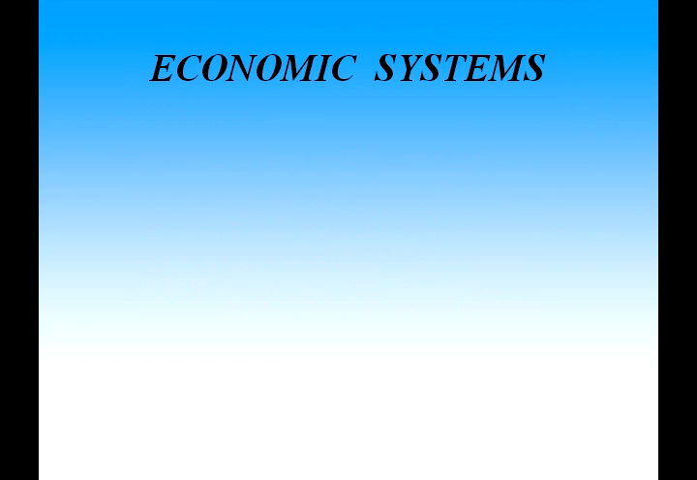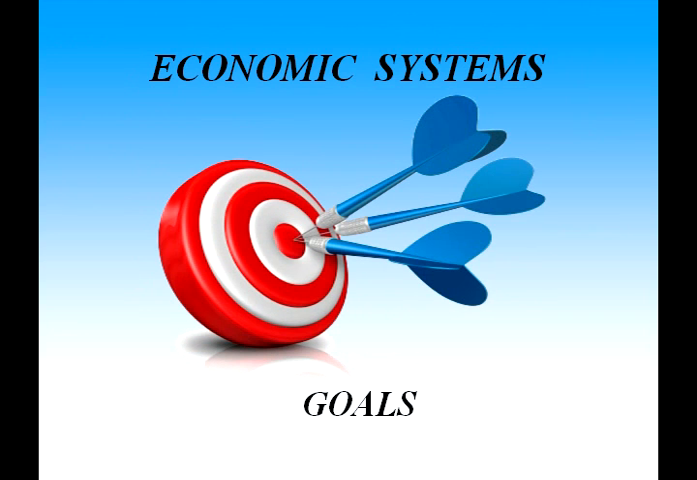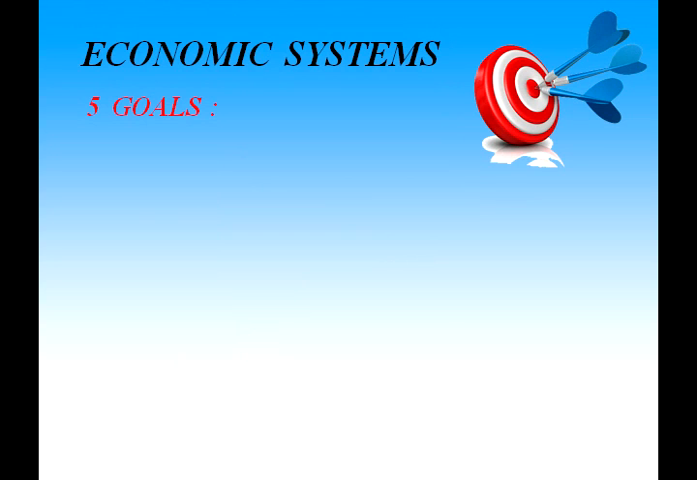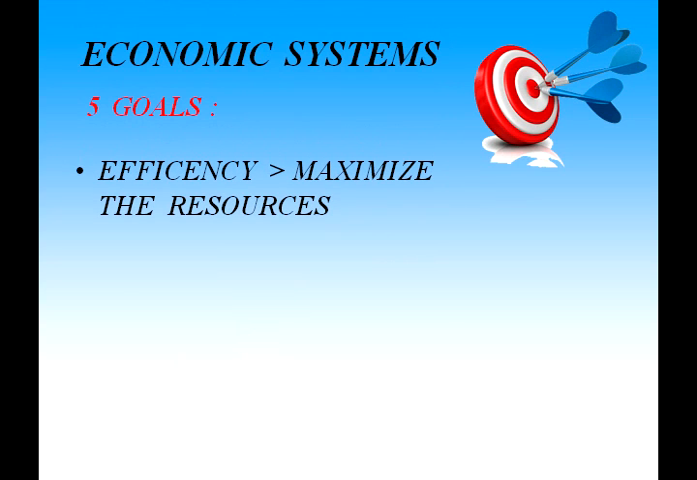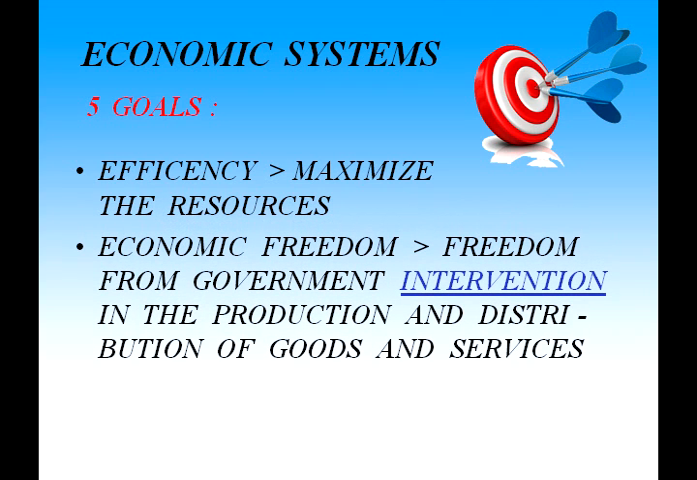Now let's take a look at goals for any economic system. There are 5 goals for an economic system. The first is that an economic system should look to be efficient. In other words, maximize the resources available to the society. Secondly, the economic system should promote economic freedom: freedom from government intervention in the production and distribution of goods and services.